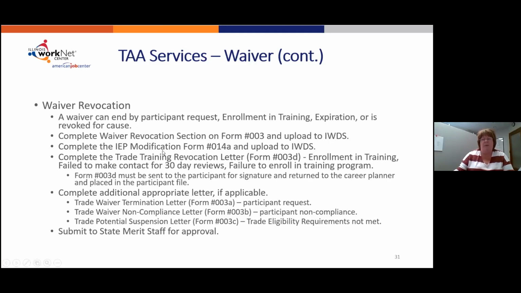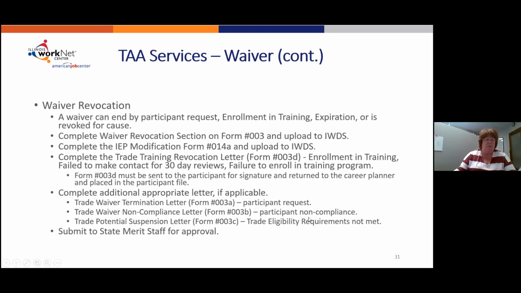You must complete the IEP modification form and upload it to IWDS, and you would complete the training revocation letter, which is form 003D, for any of these reasons, and it must be sent to the participant for signature and returned to the career planner. And all of those dates and mailing of that and all that needs to be reported in case notes. And then if you're doing a revocation, then you would complete any of these other additional letters that are applicable, like a trade waiver termination letter if the participant requested it. If it's a non-compliance letter, then that would be the 3B.